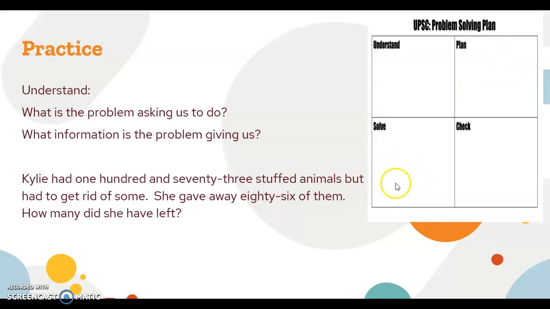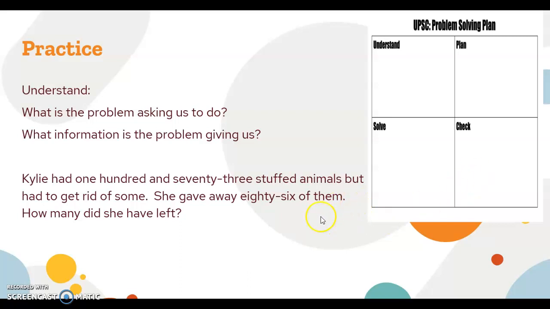And it doesn't matter what strategy you decide to use for your solve. If you want to use the standard algorithm, if you want to use a number line, if you want to sketch it, it's up to you. So we need to see how you solve it, and we need to see how you're checking it. So be careful if you're deciding to sketch it, because you need to figure out how are you going to check your work to make sure that your answer is correct. And then make sure that you write your statement in your checkbox, justifying your answer, how you got your answer.